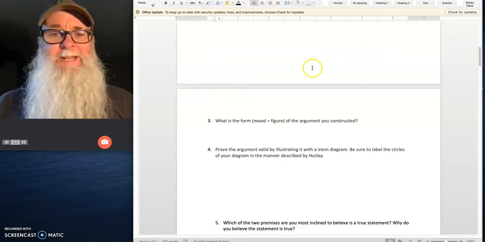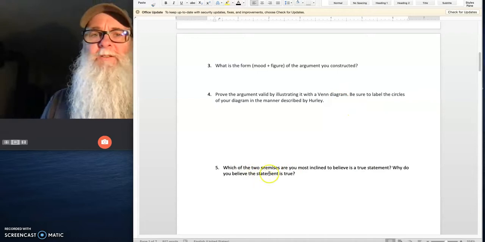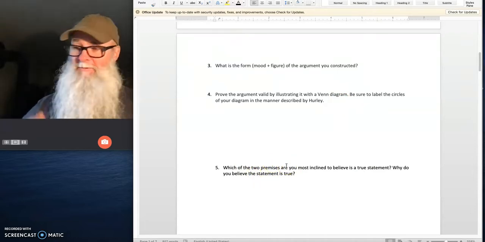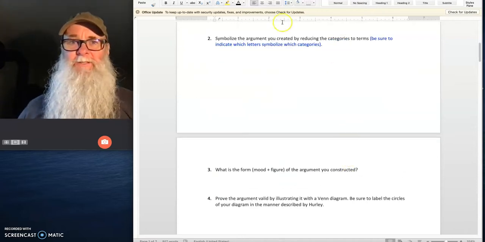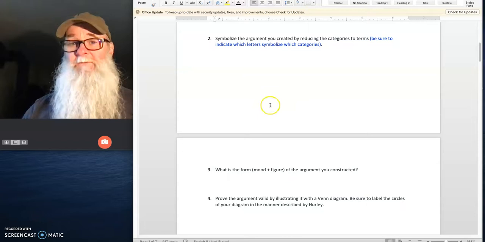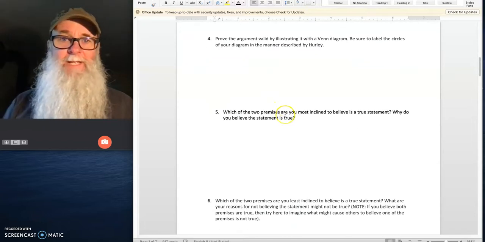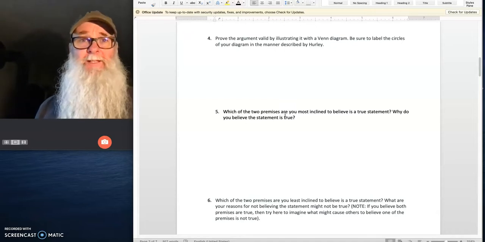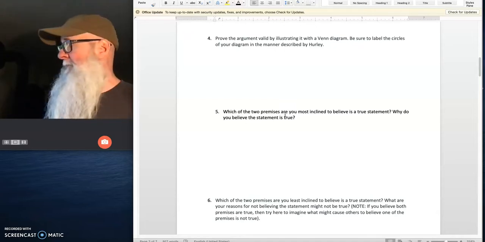All right? And number 3 asks this: what is the form? In other words, the mood and the figure of the argument you constructed. So you go right back to the symbolized argument here in number 2, look to figure out what's the form, what's the figure, and you'll indicate that. And then for number 4, you're going to show that that argument is valid by creating a Venn diagram.